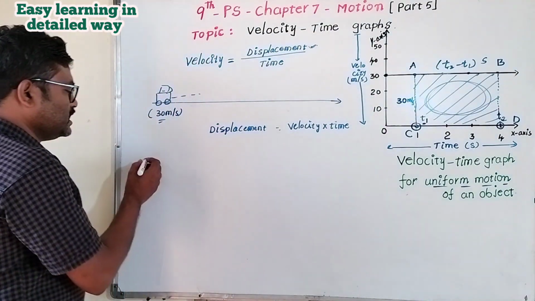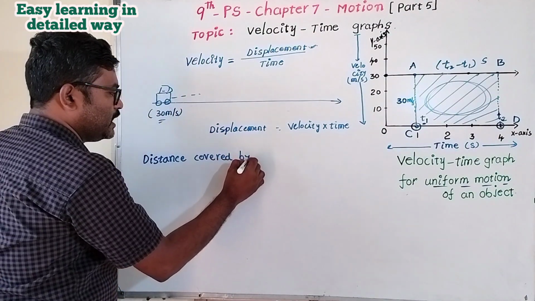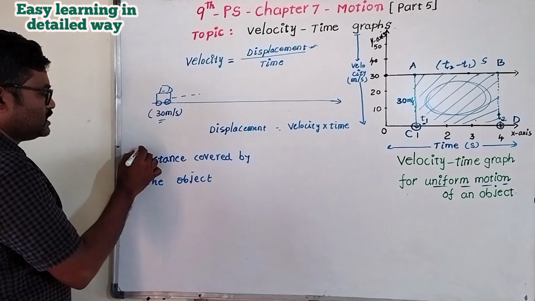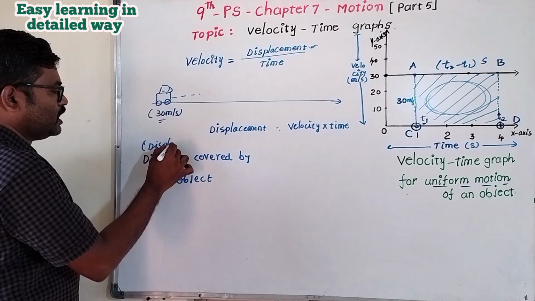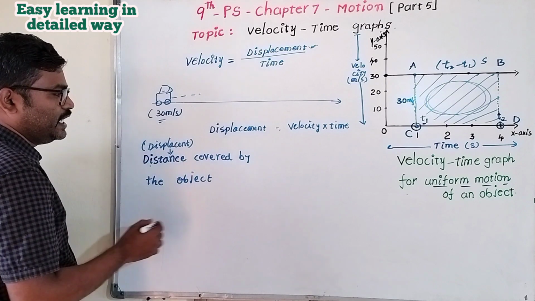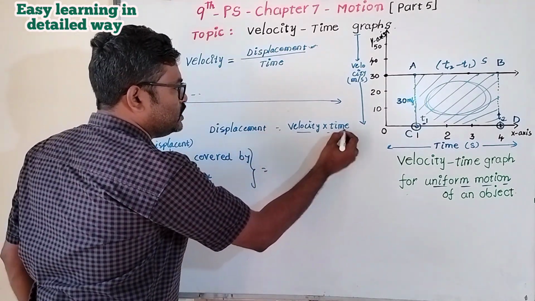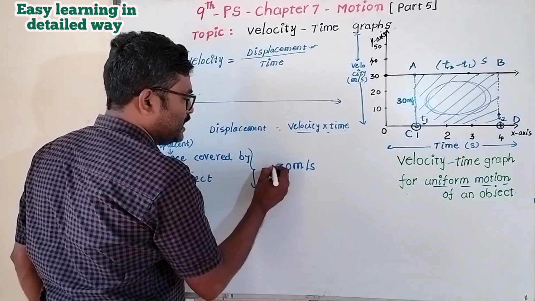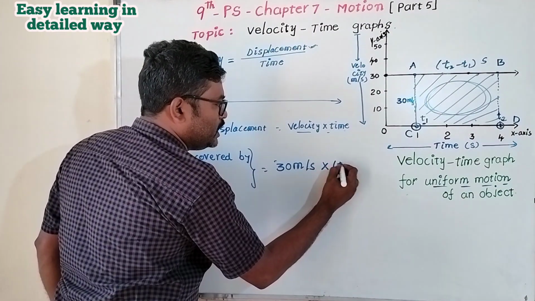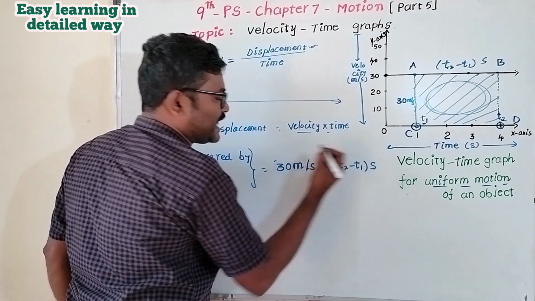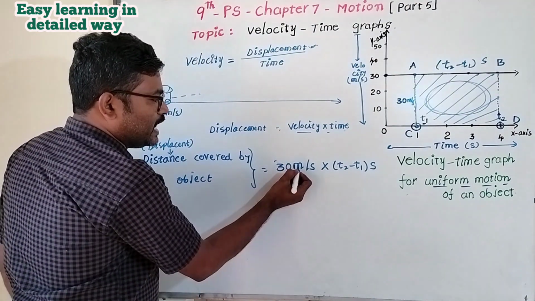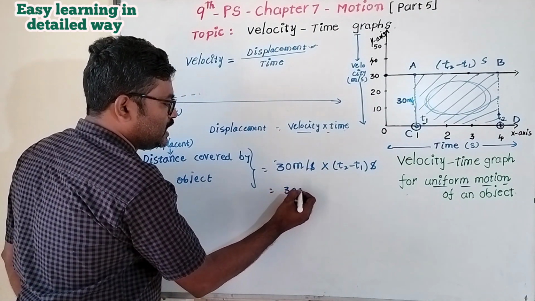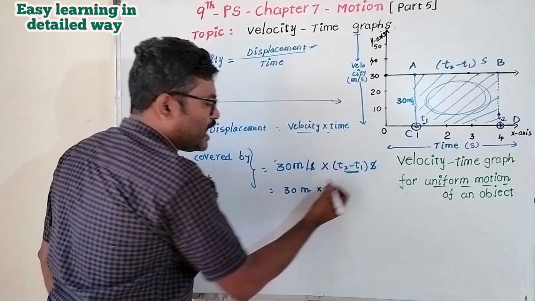So here the distance covered by the object, here the distance or displacement both are same whenever the object is moving in a straight line. See, velocity into time. Here the velocity is 30 meter per second into t2 minus t1 seconds. Meter per second by second, so the second gets cancelled. That is 30 meter into t2 minus t1.